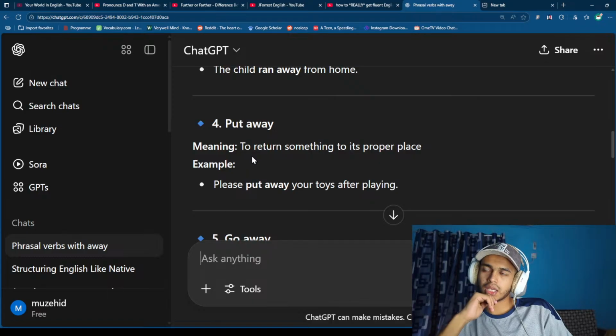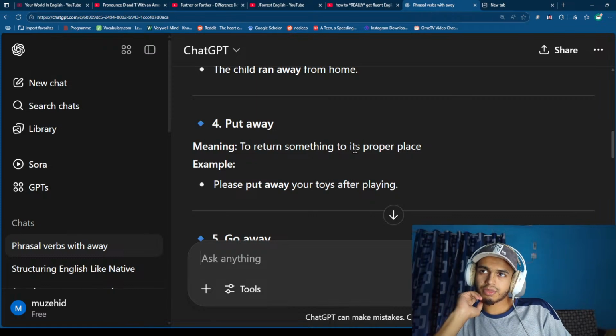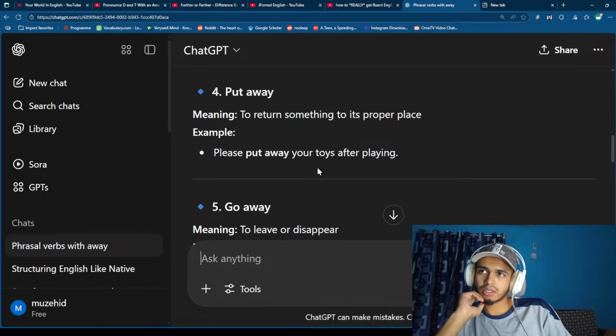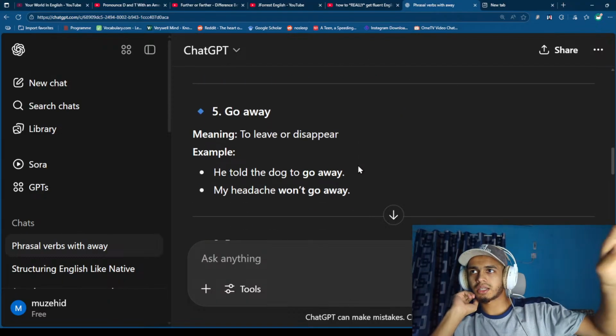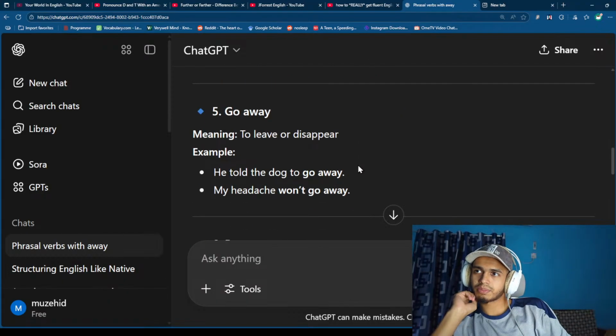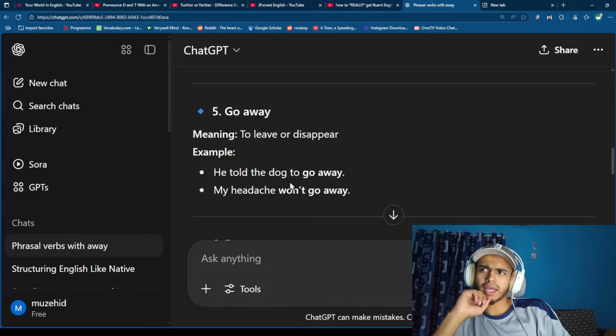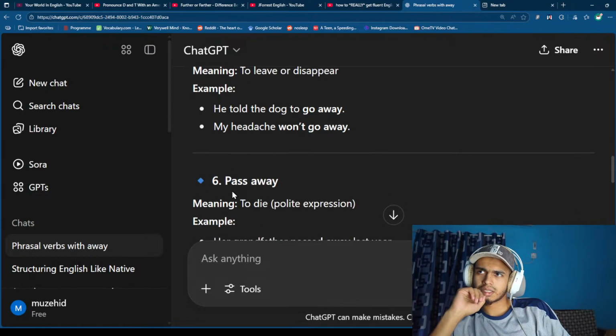Put away, to return something to its proper place. Example: please put away your toys after playing. Go away, to leave or disappear. He told the dog to go away. My headache won't go away.